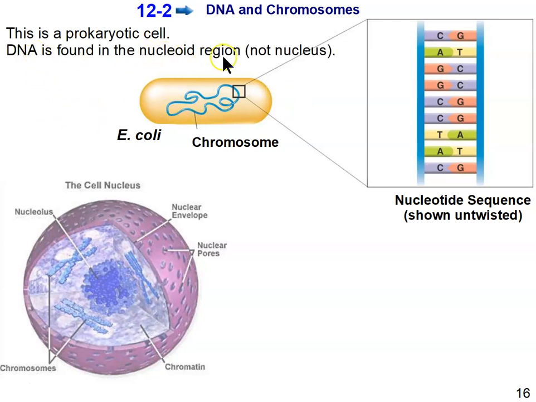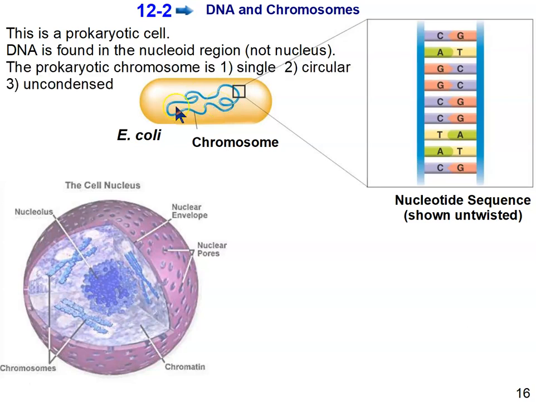The DNA is found in the nucleoid region. So they don't have a nucleus, but they have a region where the DNA hangs out, where the DNA is found, and that's known as the nucleoid region, not nucleus. The prokaryotic chromosome is different from a eukaryotic chromosome in that it's just one DNA molecule, circular, so it's a ring of DNA, and it's uncondensed.